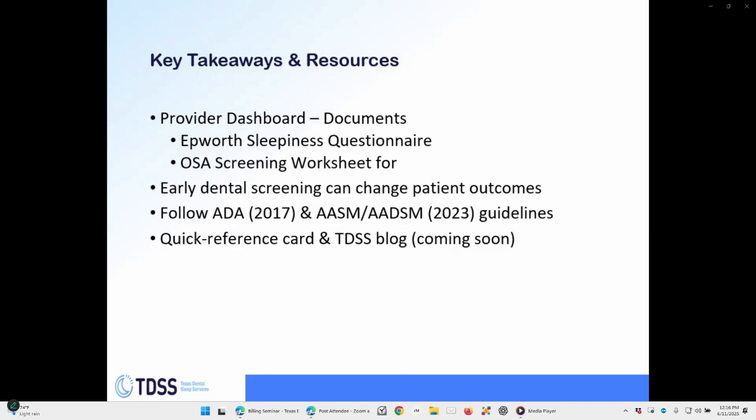Beyond those specific forms, though, it's also really important for practitioners to just stay current. Keep up with guidelines from the relevant professional bodies like the American Dental Association and those joint guidelines from the American Academy of Sleep Medicine and the American Academy of Dental Sleep Medicine. The slides also kind of hinted that other resources might be available, like quick reference cards maybe, or future blog posts. Suggests it's an evolving area, with ongoing support.